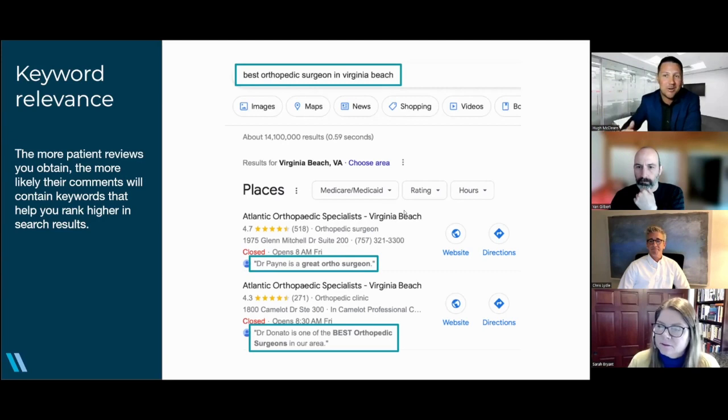And so that's why we're really big on trying to generate the highest volume of reviews for your doctors and your practice. It's like crowdsourcing keywords. Exactly. If you get 1,000 reviews and people say nice things about you in all the different linguistic ways that they can, then it really boosts your ability to get found in a search.